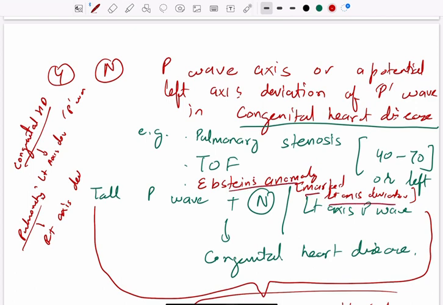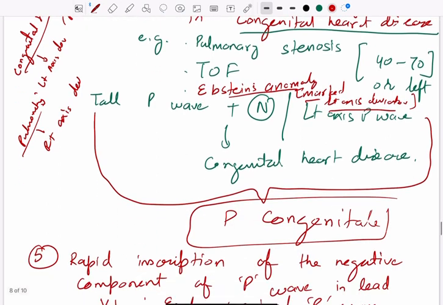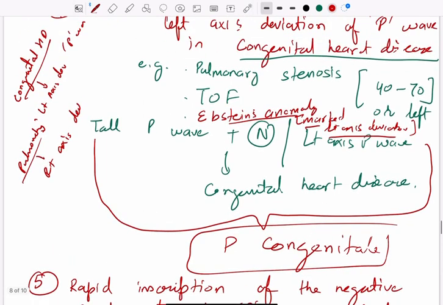So you will see a prominent P wave in the leads which are seeing the left axis, that is lead 1, or it can even be positive in lead aVL. Any tall P wave plus normal left axis in congenital heart disease is called P congenitale. So you now know what P congenitale is: a prominent P wave abnormality with left axis deviation.